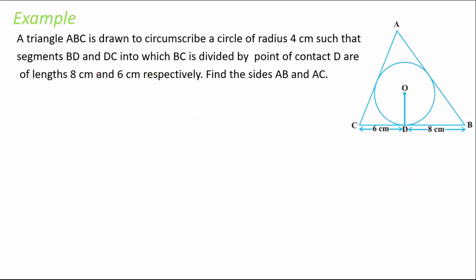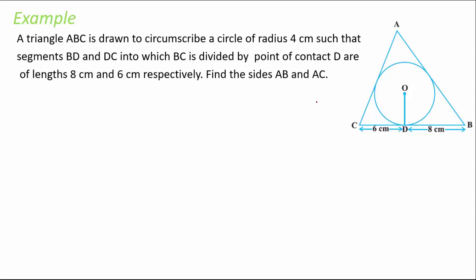A triangle ABC is drawn to circumscribe a circle of radius 4 cm such that segments BD and DC into which BC is divided. One second. Okay, so the question says a triangle ABC is drawn to circumscribe a circle of radius 4 cm such that BC is divided into BD and DC, which are of lengths 8 cm and 6 cm respectively. The words here have jumbled up slightly. Find the sides AB and AC. So we have to find out the remaining two sides of the triangle.